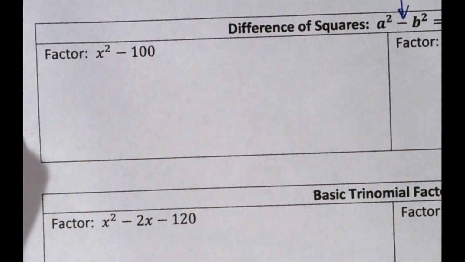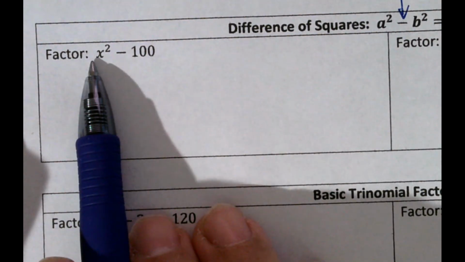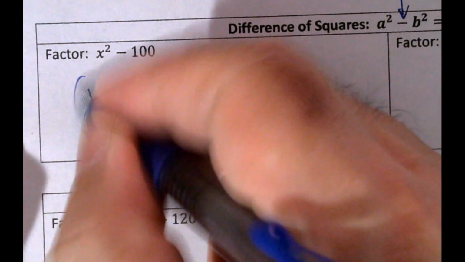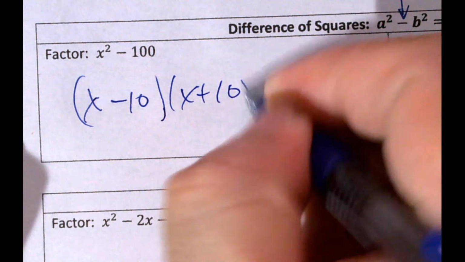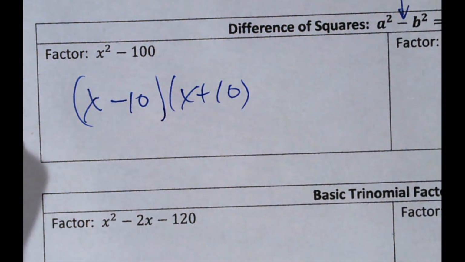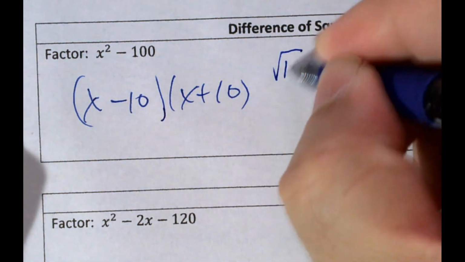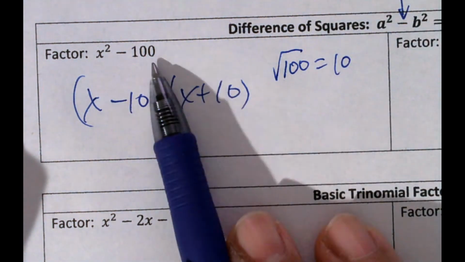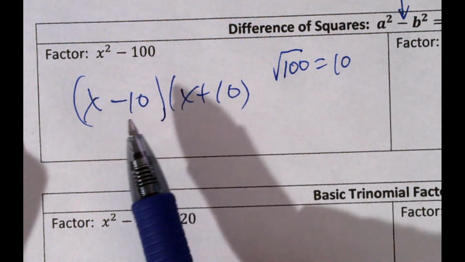So here, x squared is a perfect square. 100 is a perfect square. The square root of 100 is 10. So x minus 10, x plus 10. If you don't know your perfect squares, just check it. Just put the square root of 100 in the calculator. What is that equal to? That's equal to 10. That lets you know that 100 is a perfect square, and it breaks up into negative 10 and positive 10.